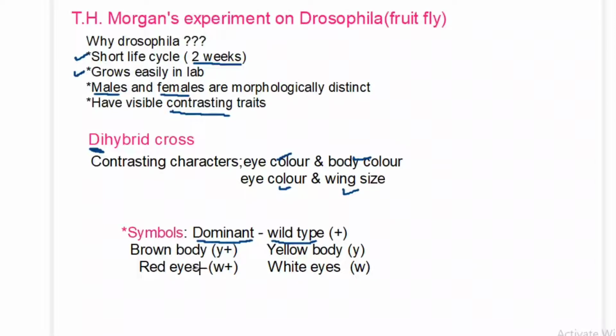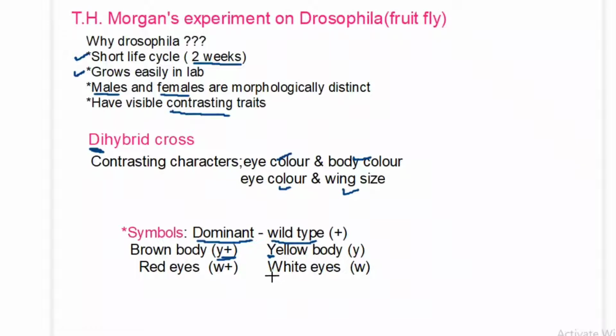So here, brown body and yellow body are two colors of the body, two different traits of body color. The recessive one is named after this. So yellow color is the recessive one. Yellow color body is the recessive trait, and y for yellow. So small y is written for yellow body, and y plus is the dominant one, which is brown body. So the symbol for brown body is y plus, and for yellow body is y.